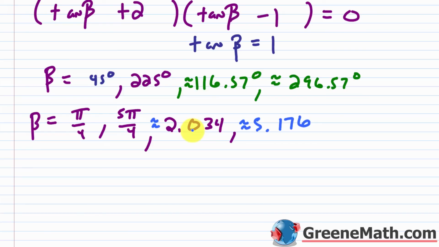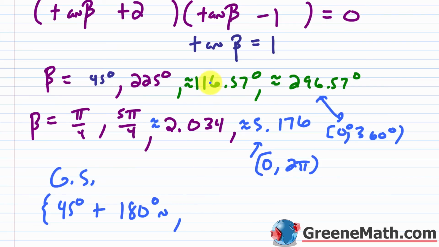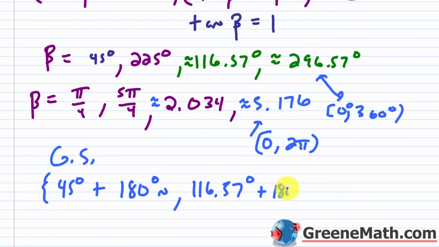Now remember, if you're working with tangent, the period is 180 degrees, or pi radians. So this would be for the case of 0 to 360 degrees in terms of degrees, and in terms of radians, from 0 to 2 pi. And then for the general solution, I'm going to take 45 degrees plus 180 degrees times n. And then I have another one here: 116.57 degrees plus 180 degrees times n.